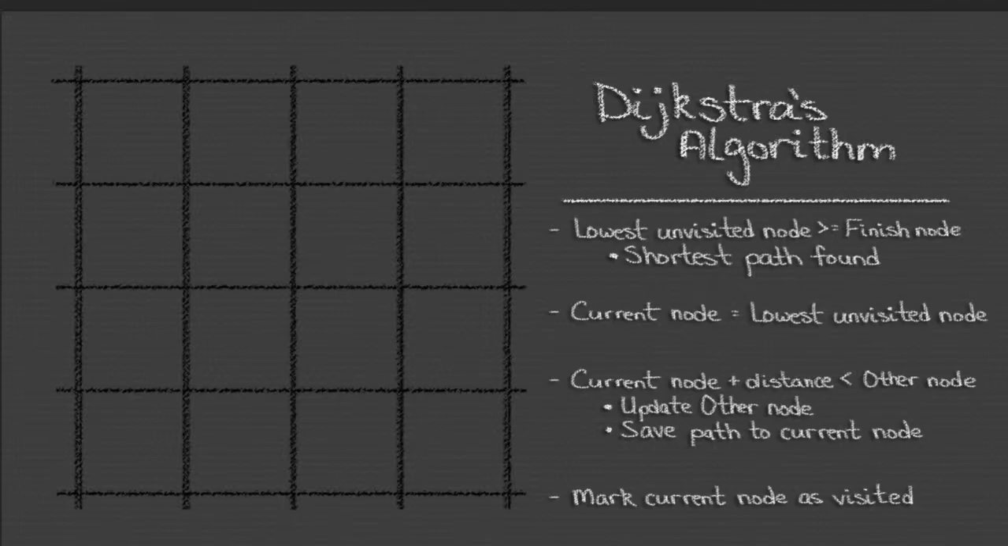So Dijkstra's algorithm uses nodes for pathfinding. And you can think of nodes as cities or waypoints or any object with a position. So they could be people just standing in a square or something.